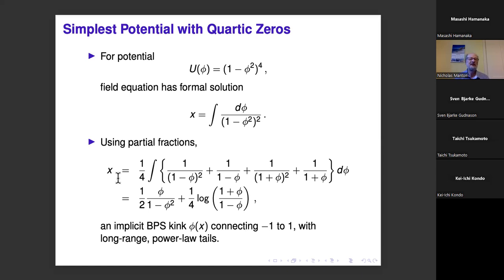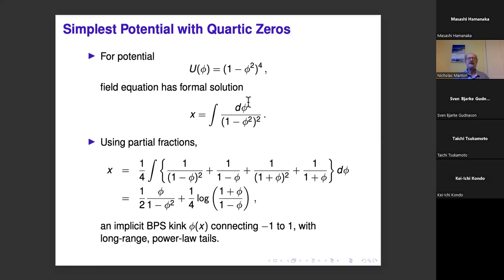Well, it is implicit. X is an explicit function of phi, but it's not possible to find phi as an explicit function of x. It's a nice smooth function, and you can plot it, but there's no way of inverting this relation between x and phi because of the combination of the rational and the logarithmic terms.